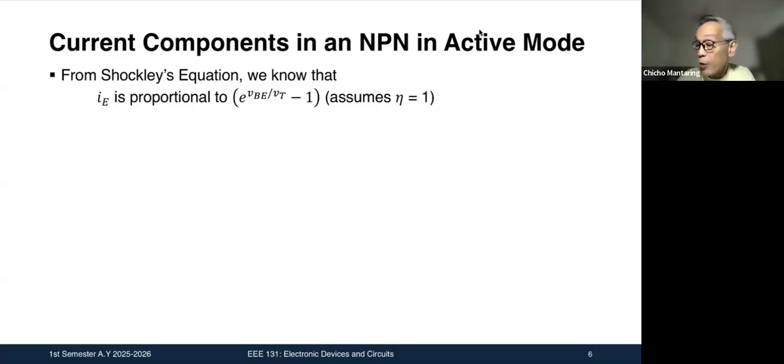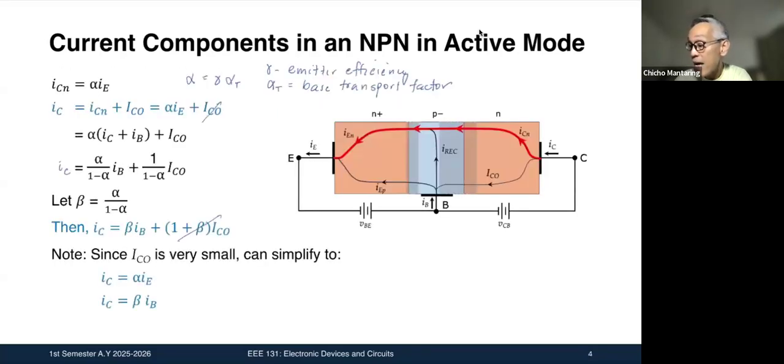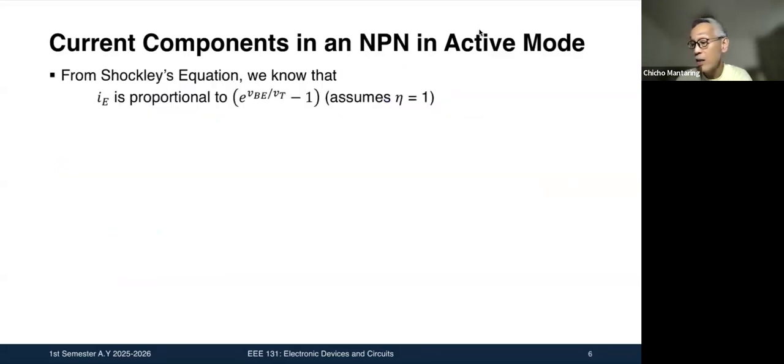Okay. From Shockley's equation, we know that IE is proportional to e to the VBE over V sub t minus 1. That is from Shockley's equation. How can we say that? Well, remember IE is the current flowing through this junction, and therefore, it should follow Shockley's equation. It should be proportional to e to the VBE over V sub t minus 1. By the way, our assumption here is the ideality factor of the base emitter diode is equal to 1.